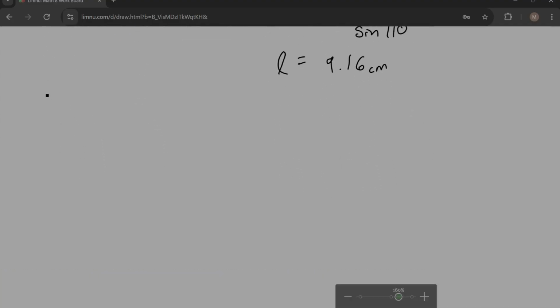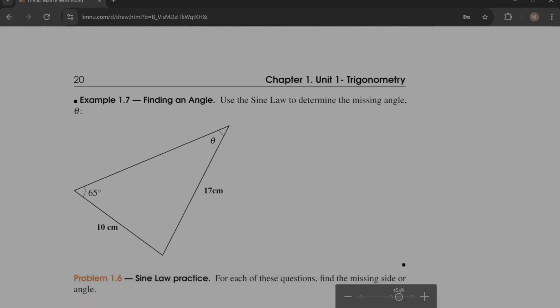All right, so that's an example where we're finding a side. Let's do an example where we're finding an angle. So with this, again, I have that matching set. I have 65 degrees and 17 centimeters. Those are matching across from each other. And this one, I'm not going to label it quite the same way. I'm just going to go through it how I would do it in a normal question while still showing all of my work. So I'm going to write it in that form.